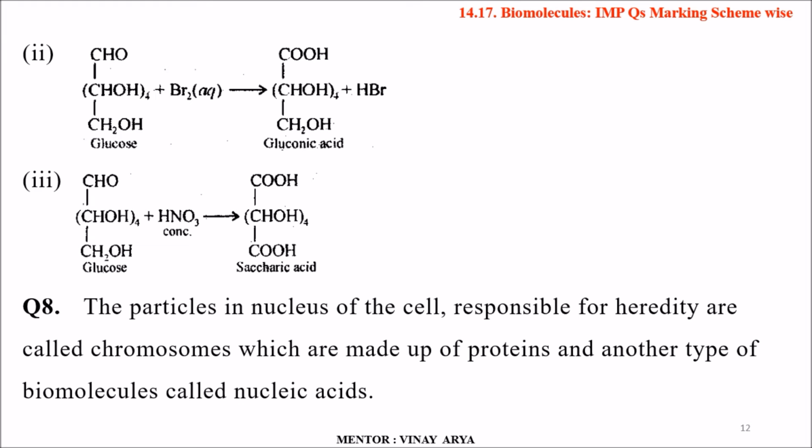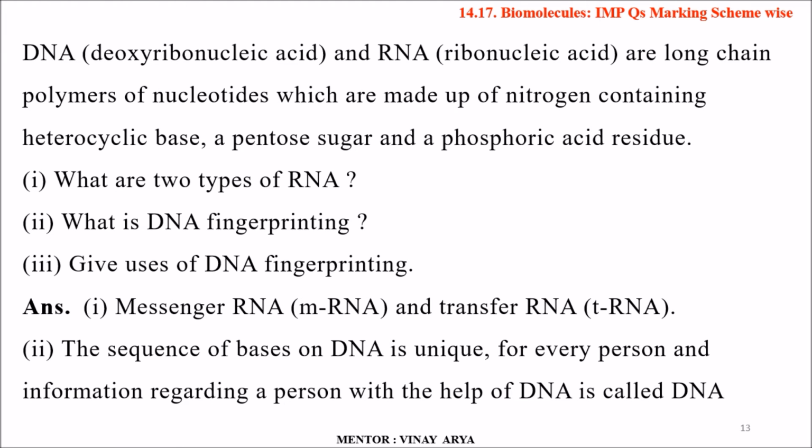saccharic acid. Question number 8. The particles in the nucleus of the cell responsible for heredity are called chromosomes, which are made up of proteins and another type of biomolecules called nucleic acids. DNA, deoxyribonucleic acid, and RNA, ribonucleic acid, are long chain polymers of nucleotides which are made up of nitrogen containing heterocyclic bases, a pentose sugar and a phosphoric acid residue. What are the two types of RNA?